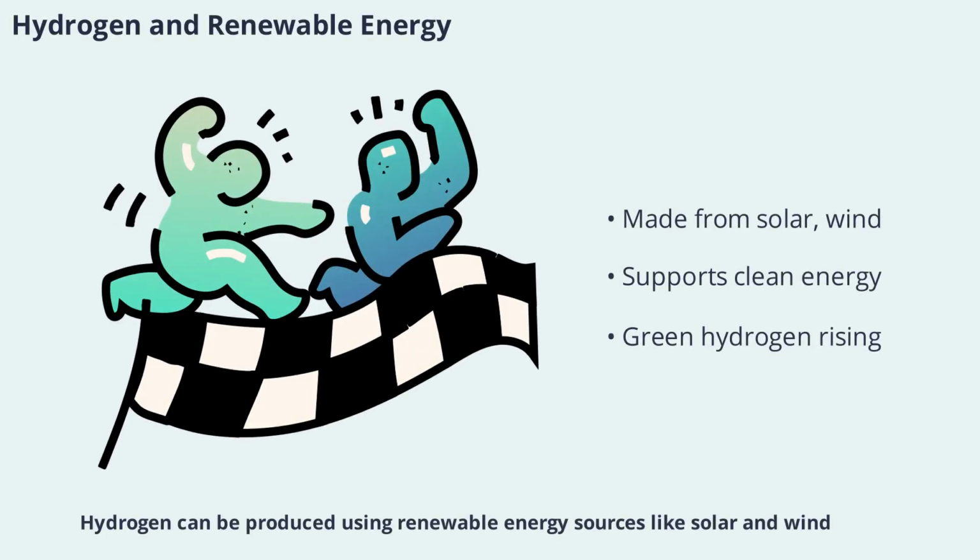Hydrogen can be produced using renewable energy sources like solar and wind. This makes it a key part of the transition to clean, sustainable energy systems. Green hydrogen made from renewables is gaining attention as a solution to energy storage and grid stability.